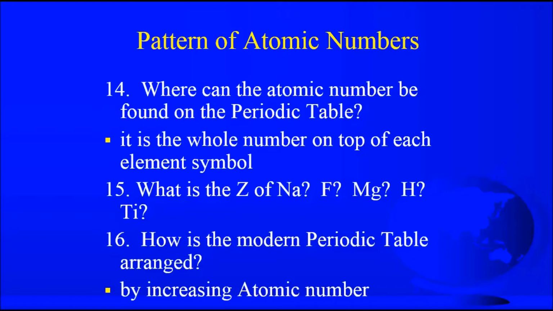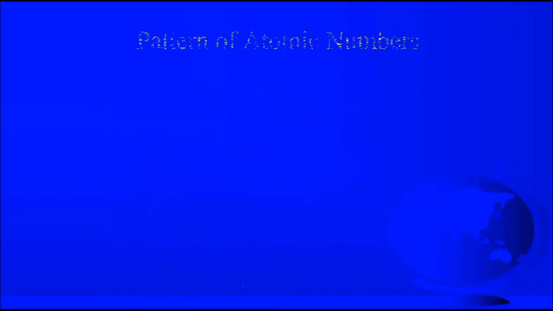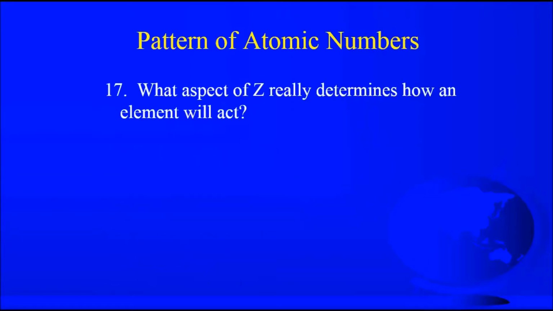I'm sorry, increasing atomic number. Thank you. It used to be by increasing atomic mass, but Mendeleev ran into a lot of problems because of it. It is by increasing atomic number. All right, so what aspect of atomic number really determines how an element will act?